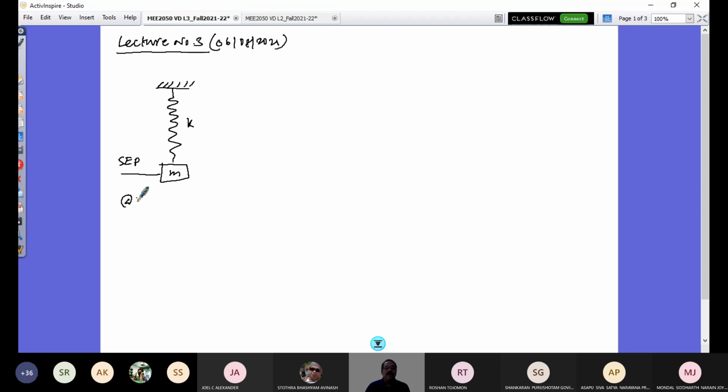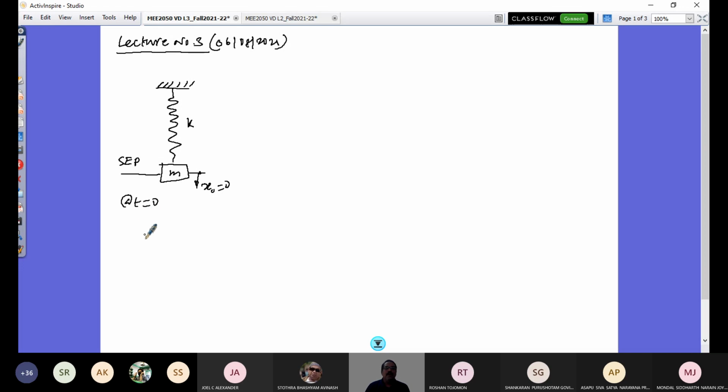So at t equals 0, if I hammer this, if I give an impulsive force with a small hammer, then what would happen? Here there will be a velocity given, but this is my reference where I consider x starts from here. So this is x naught, that's equal to 0 at this point, right?